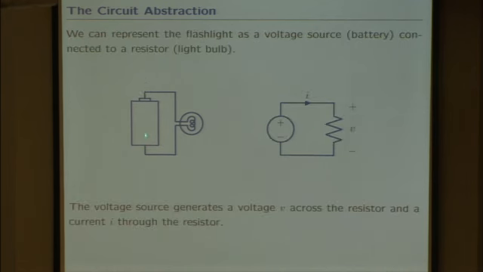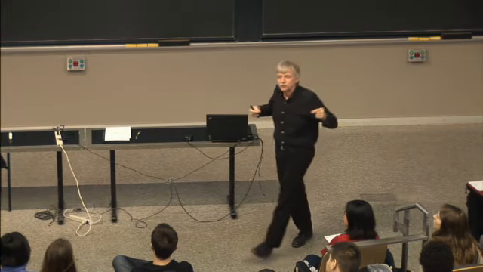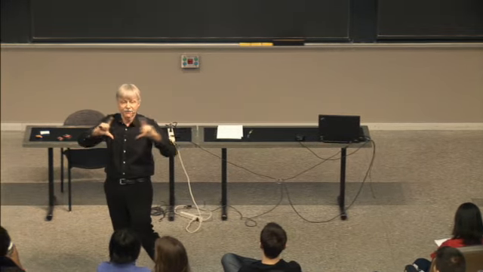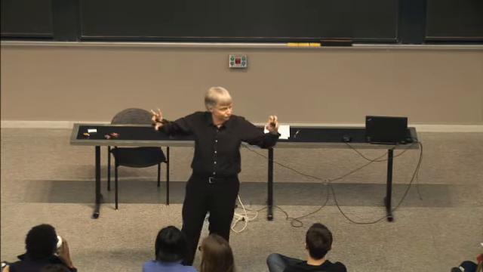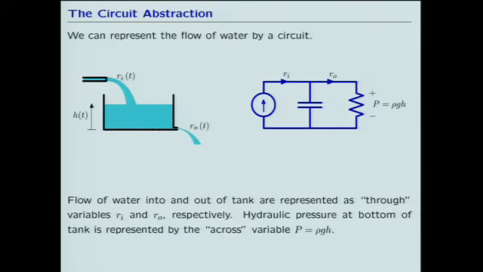We'll think about the battery being a source, in this case a voltage source. We'll think about the light bulb being a resistor. We'll have two parts. We'll have to know the current voltage relationships for both of the parts. And we'll have to know the ramifications for those currents and voltages when you put them together. Very, very simple. The other simple example that I want to illustrate is this idea of a leaky tank.